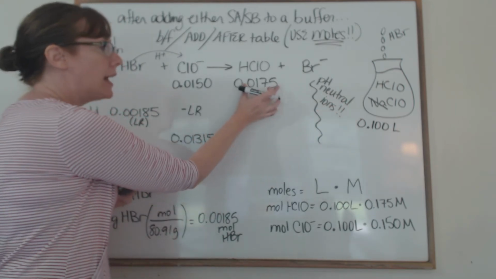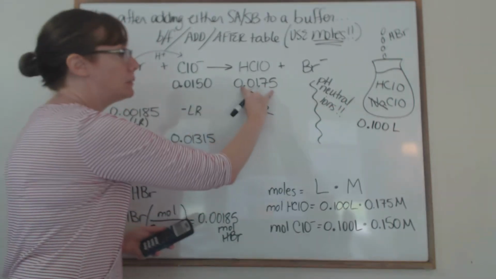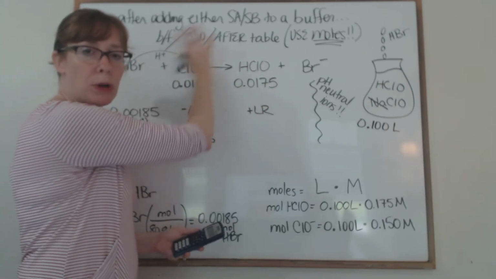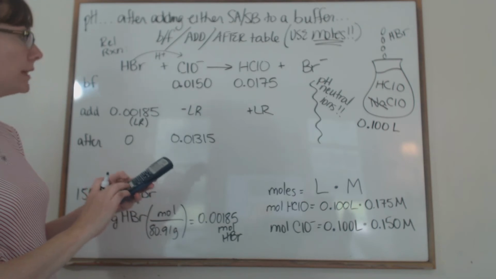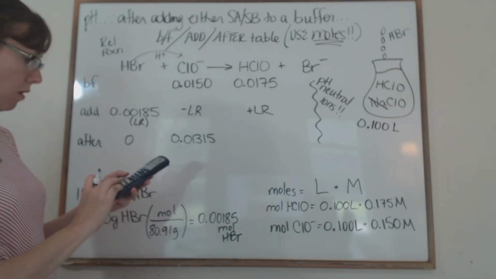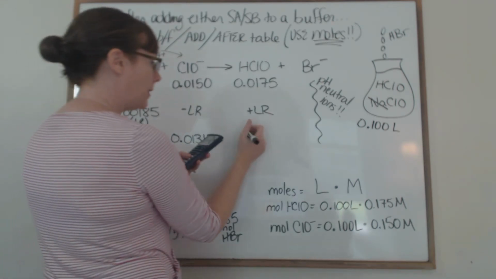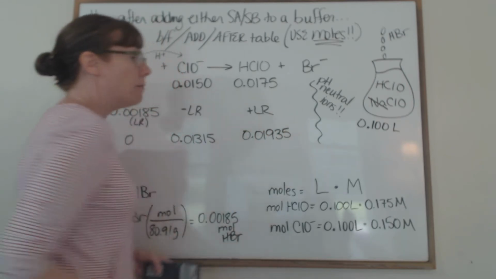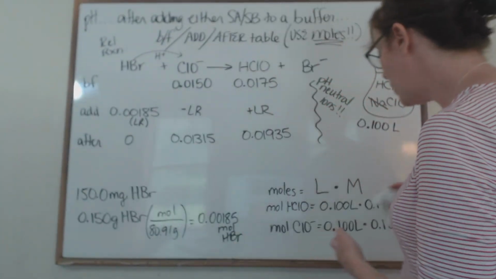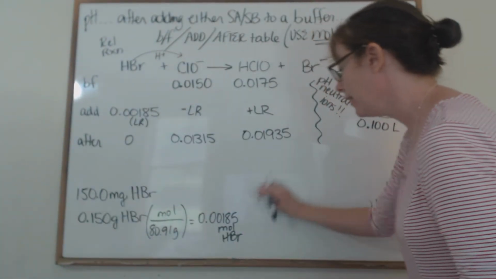So we're going to add the limiting reactant amount to this one because this is getting created. We're producing extra of this during this reaction. So I'm going to add 0.0175 plus 0.00185, and I'm getting 0.01935 moles of that.